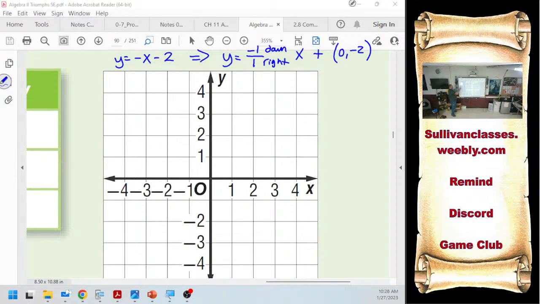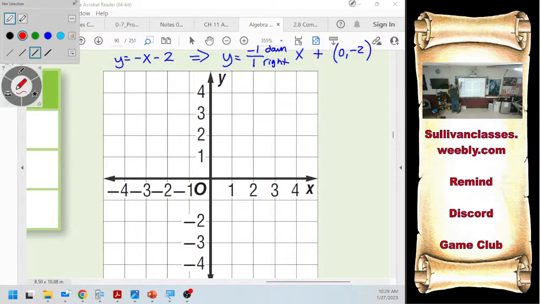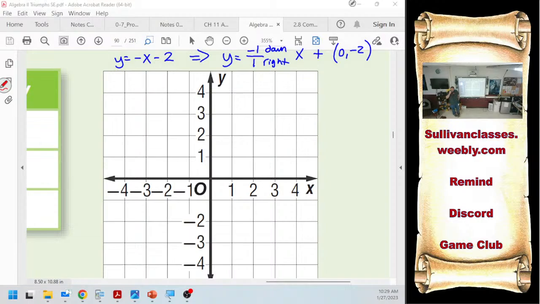Okay. How many of you remember how this works? I will start at the point 0, negative 2 because it's a y-intercept. Negative 1 is a number in front of x, so I call that my slope. Negative 1 over 1 is how I write that as a fraction so that I can compare: down 1, right 1, down 1, right 1, down 1, right 1.